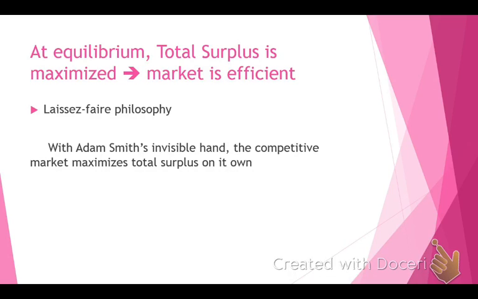Adam Smith. Anybody heard of Adam Smith? U.S. history? Okay. He was a philosopher and economist at the beginning of the United States, around the time of the Revolutionary War. Adam Smith promoted this laissez-faire philosophy. And he said that the market will maximize total surplus on its own. He calls it the invisible hand.